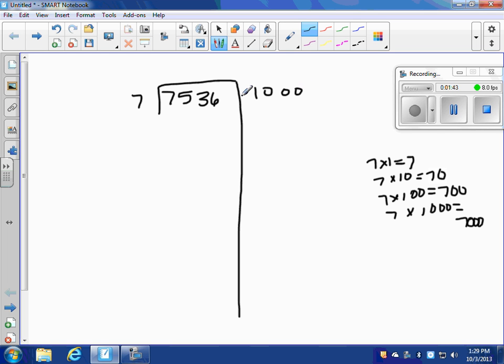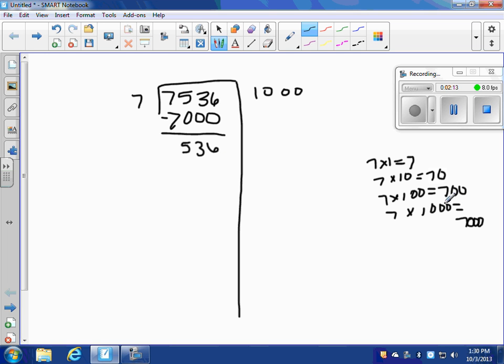There we go. So 7 times 1,000 gives us 7,000. So I'm going to take away this chunk. I'm taking away a big chunk right away, and that's the most efficient way to use this strategy. I could have used 100 here and bit away chunks of 700 if I wanted. I could bite away chunks of any size. But I think the bigger the chunk you can bite away, the better, because it makes it go a lot faster. So when I do my subtraction, I get 536 left.